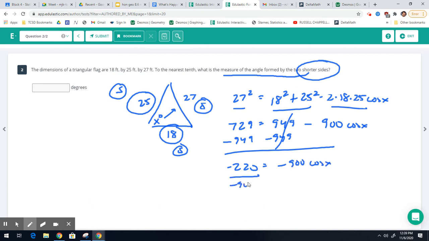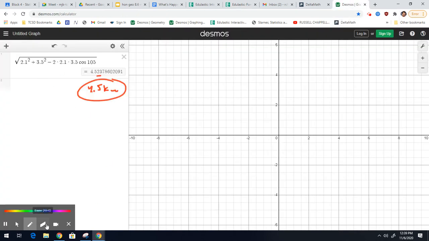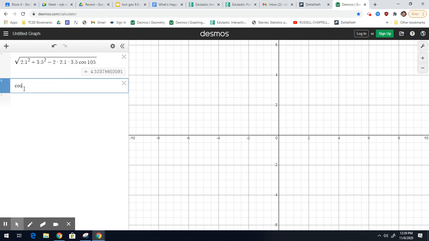Divide by the negative 900 on both sides. They cancel out the negative, so 220 over 900 equals cosine X. And again, to get rid of the cosine, you just take the inverse cosine of that fraction. And that's what I'll do. Inverse cosine of 220 divided by 900. Cosine raised to the negative 1 of 220 divided by 900.